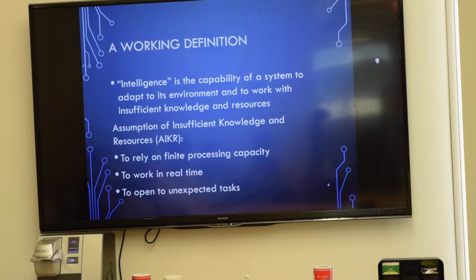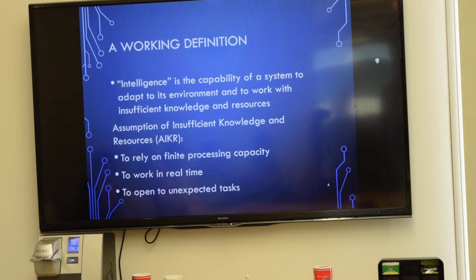Second point, to me, a truly intelligent system has to work in real time. This is relatively easier to accept for people working in robotics because all robots work in real time. But many people doing other parts of AI don't care about real time. To me, that's crucial. And finally, the system has to be open to novel or unexpected tasks. It cannot be designed to just do a certain number of things, and then whenever you get something novel, it simply dies. So that's my assumption about what I call insufficient knowledge and resources. Put in other words, the system has to always assume it doesn't know everything, and that everything it thinks it knows can be wrong, and also that it doesn't have the time to try all possibilities.